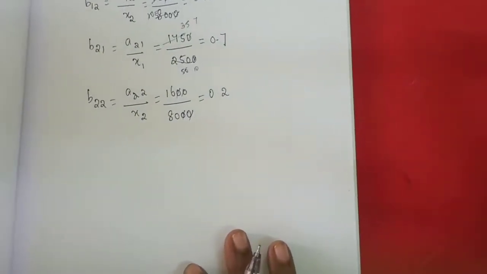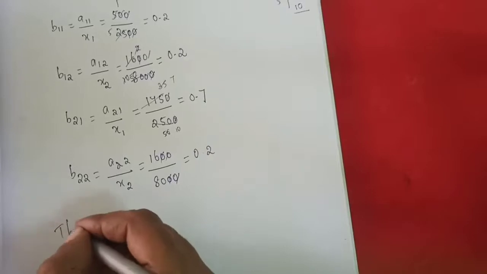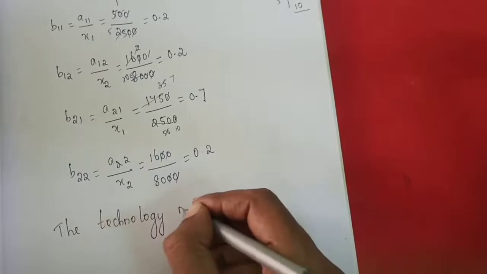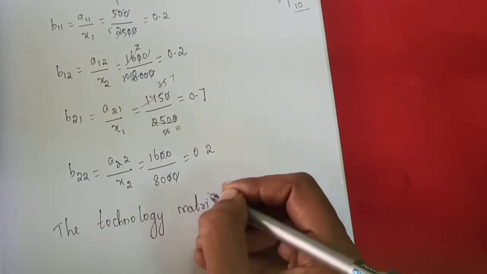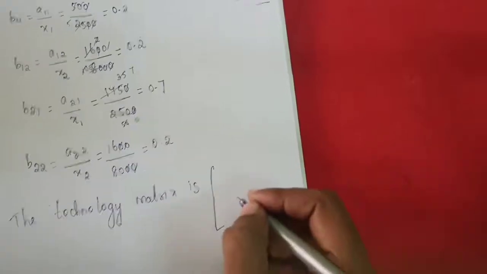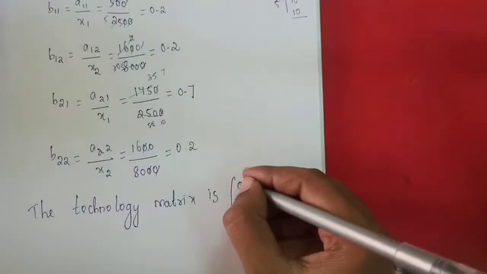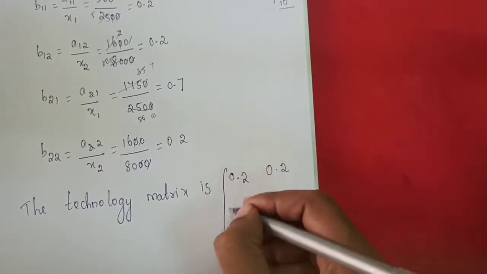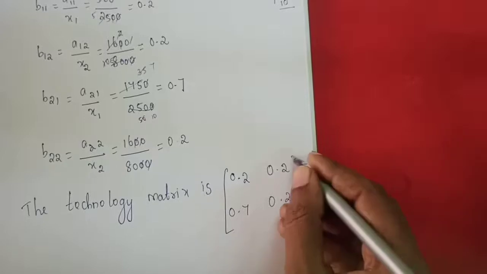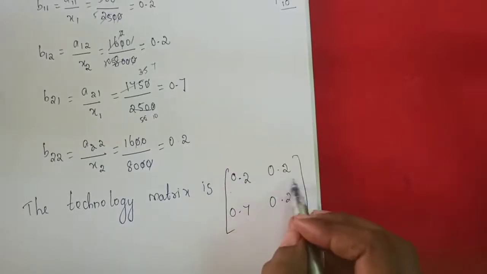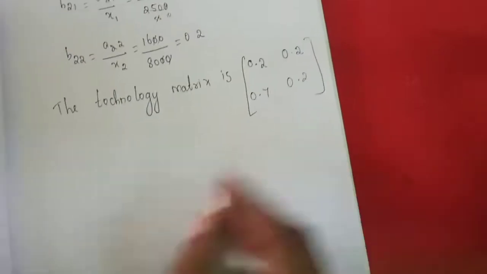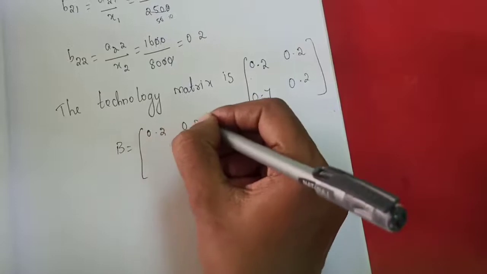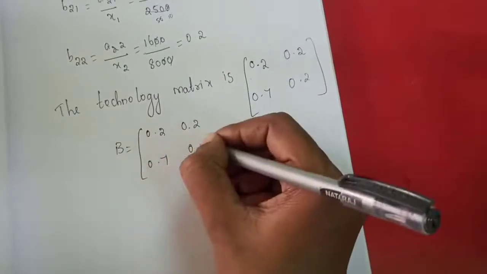Now we have constructed the technology matrix. Okay, the technology matrix is, how will you write, B11 means here first row first column. Okay, B12 first row second number. Next one 0.7, 0.2. All of you understand? First row first element, second row, like that only you will write. Is it right? So we have written. Now this is B matrix. B is equal to 0.2, 0.2, 0.7, 0.2.